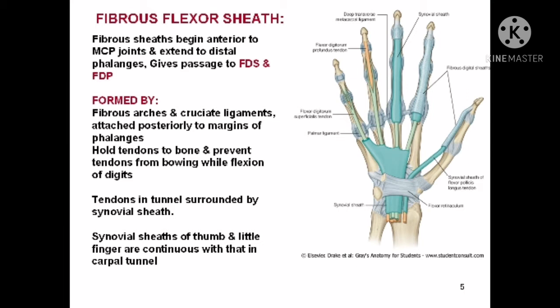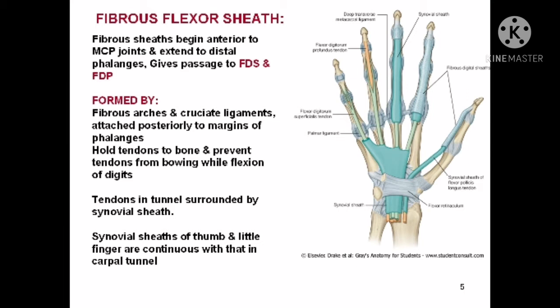The fibrous flexor sheath. It begins anterior to the metacarpophalangeal joints and extends to the distal phalanges, giving passage to the flexor digitorum profundus and the flexor digitorum superficialis tendons. The fibrous flexor sheath is formed by the fibrous arches and the cruciate or cross ligaments attached posteriorly to the margins of the phalanges. They hold the tendon to the bone and prevent the tendons from bowing during flexion of the digits.